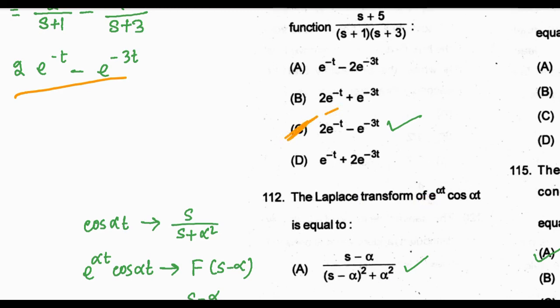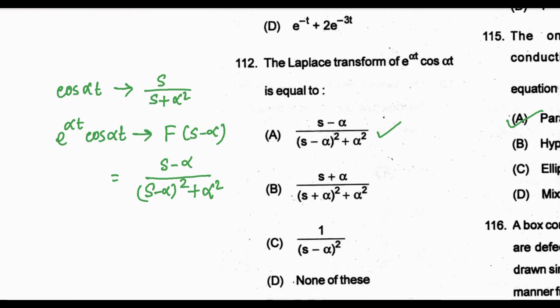Next is the Laplace transform of e to the power alpha t cos alpha t. For cos alpha t only, it is s by (s square plus alpha square). But for e to the power alpha t cos alpha t, it is (s minus alpha) by ((s minus alpha) square plus alpha square). So option A here is the correct answer.